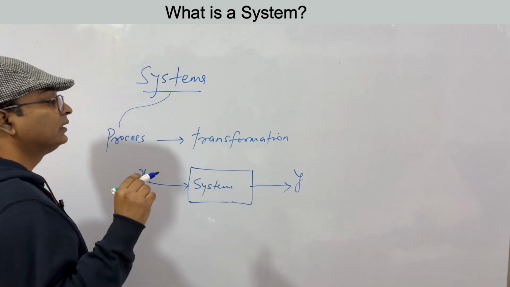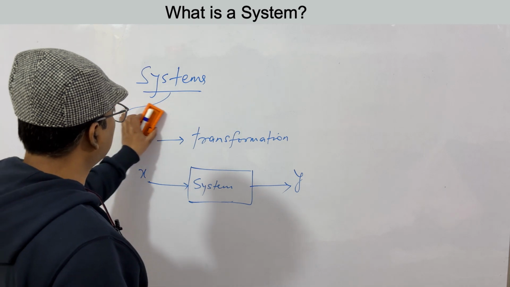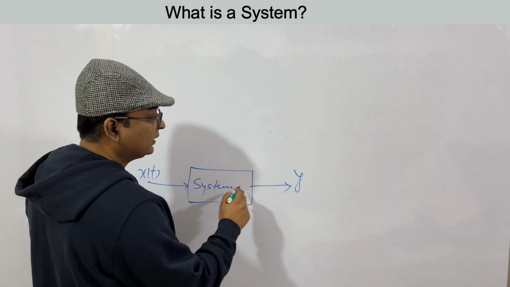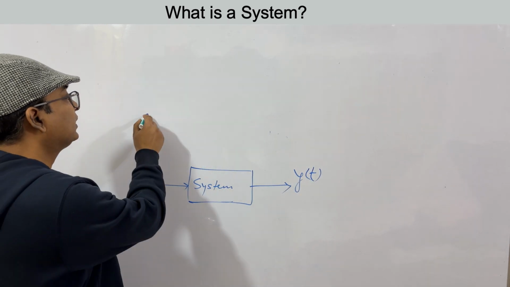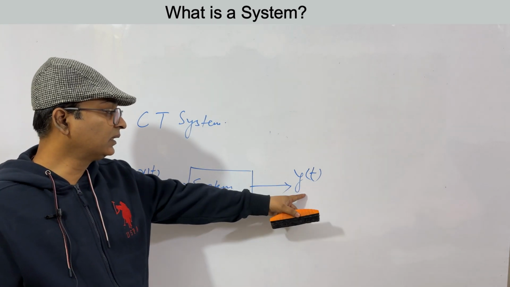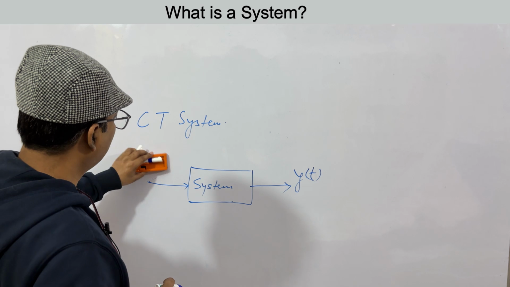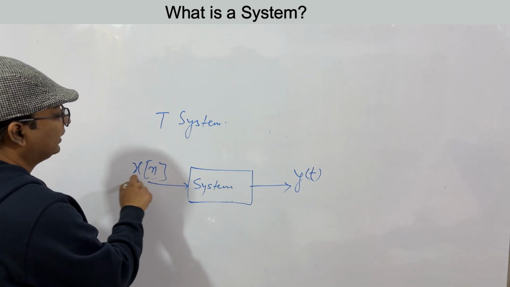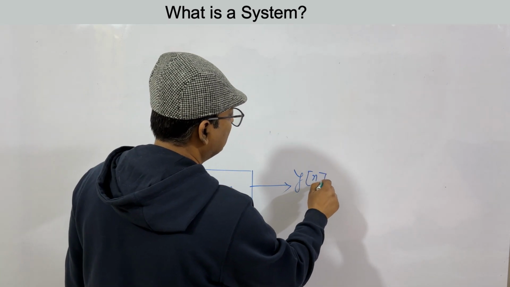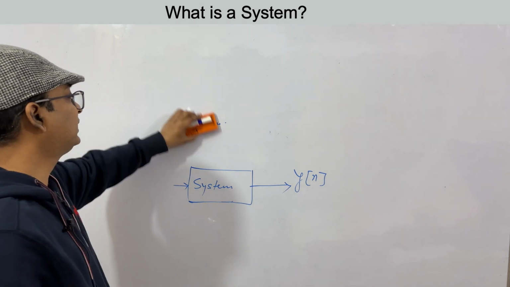Now, we have two types of signals, continuous time and discrete time. Similarly, we'll have two types of systems: continuous time systems and discrete time systems. What is a continuous time system? If our input signal is continuous and the system responds in such a way that we get a continuous time output signal, it is called a continuous time system. And if we have a discrete time input signal that the system transforms into a discrete time output signal, this is called a discrete time system. Very simple. So this is the basic definition of a system.